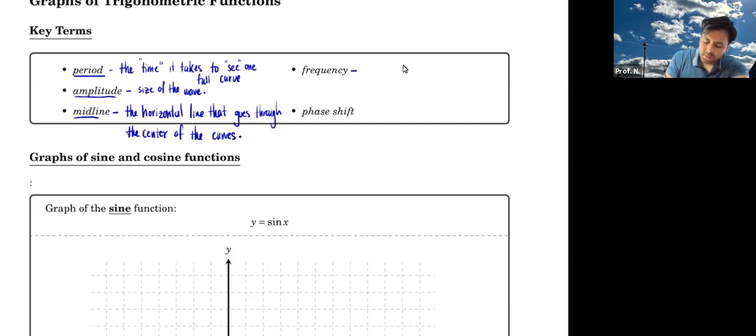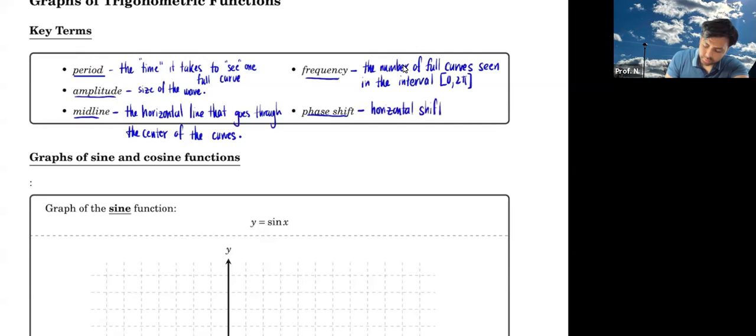The frequency is the number of waves seen, I should say, number of full curves seen in the interval from 0 to 2 pi. And the phase shift is the horizontal shift of the curve.